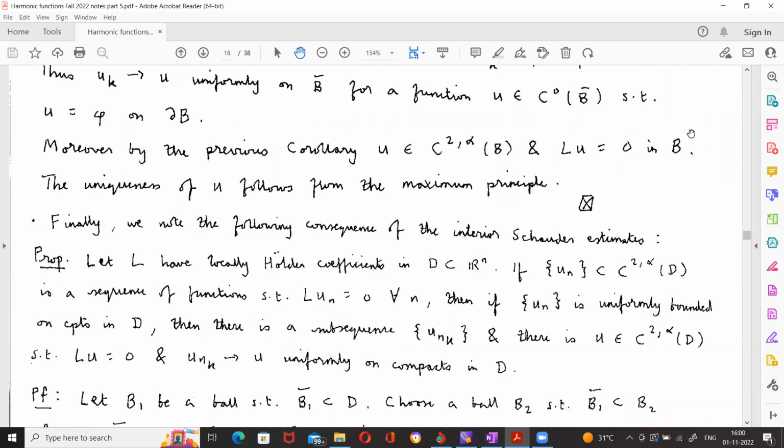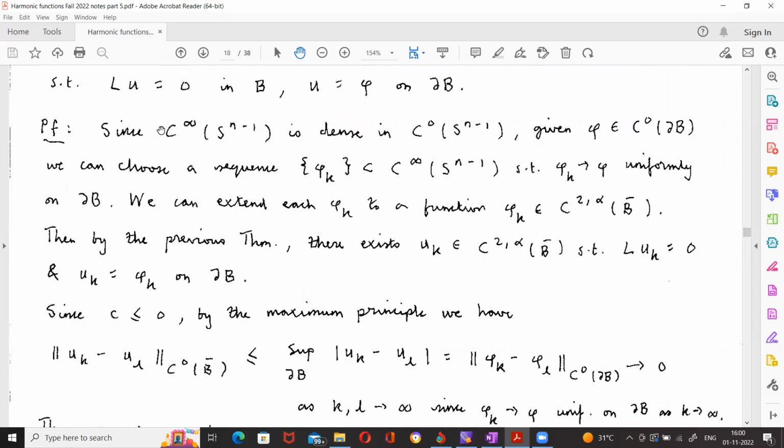Let me see. Yeah, I think we can finish this. So the idea is, given phi a continuous function on the boundary of the ball, we can choose a sequence phi_k which are smooth on the boundary of the ball, such that phi_k converges to phi uniformly on the boundary. And each phi_k, because it's smooth, we can extend to a function in C2,alpha of the closed ball. Then by the previous theorem, for C2,alpha boundary values, we have a function u_k in C2,alpha of the closed ball, such that Lu_k is 0 and u_k is phi_k on the boundary of the ball.